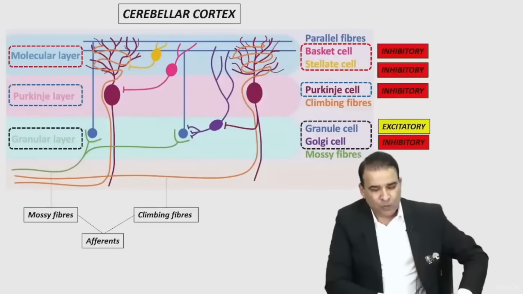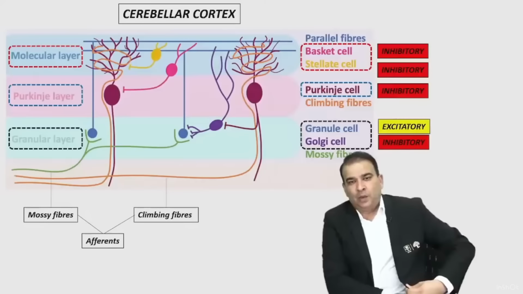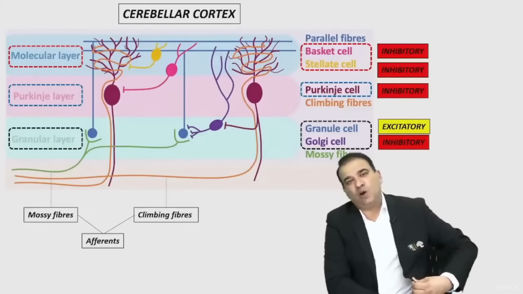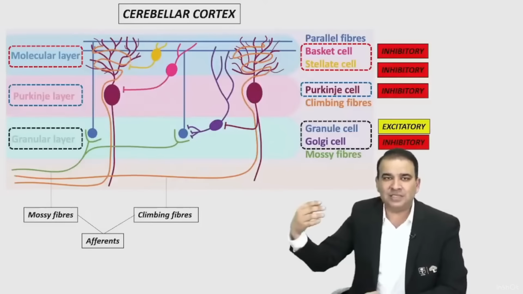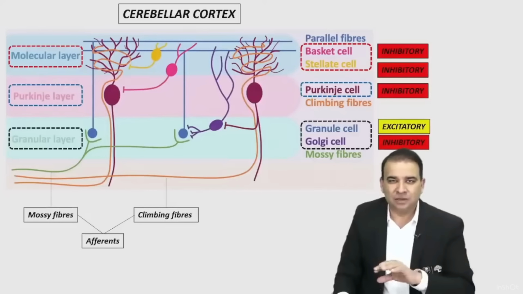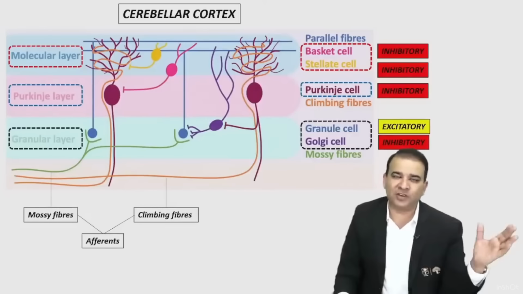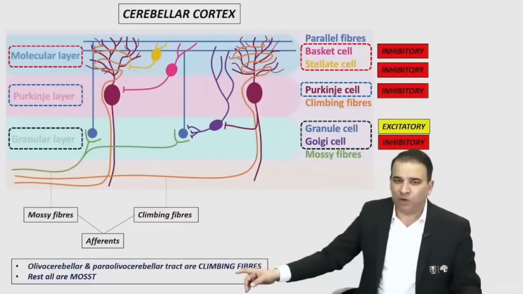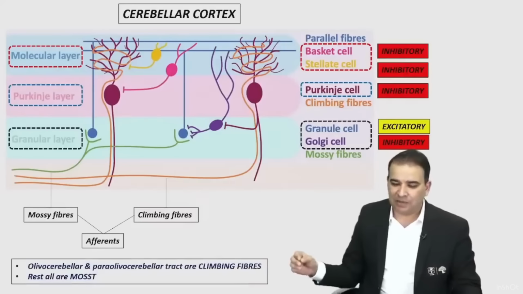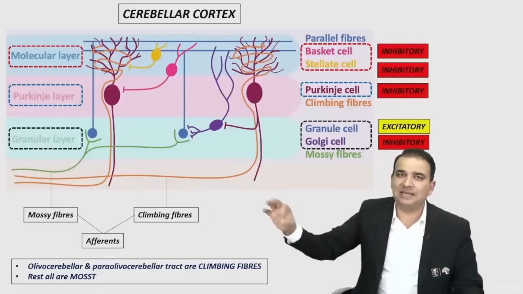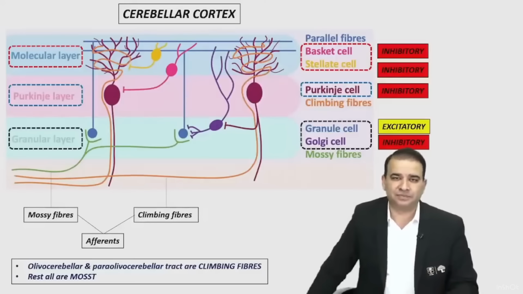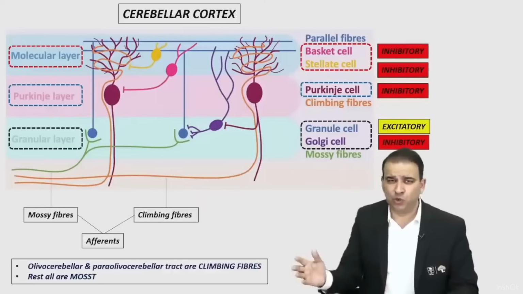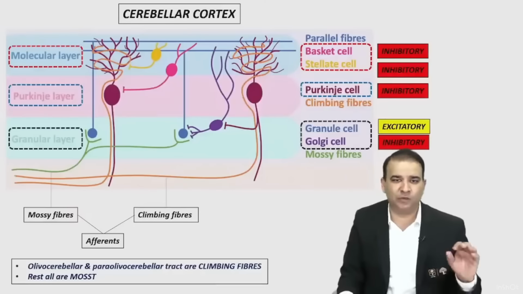Now the question is, which ones are climbing and which ones are mossy? Well, only olivocerebellar and para-olivocerebellar. The tracts called olivocerebellar and para-olivocerebellar are climbing fibers, and the rest all are mossy. Most are mossy. Most of the fibers are mossy fibers except olivo and para-olivocerebellar. Olivo और para-olivocerebellar tract को छोड़ दो, बाकी any tract which is coming inside the cerebellum, आपने नाम सुना हो या ना सुना हो, they are all mossy fibers here. The dorsal spinocerebellar, cuneocerebellar, pontocerebellar, vestibulocerebellar, reticular, whatever it is, they're all mossy fibers except olivo and para-olivocerebellar.